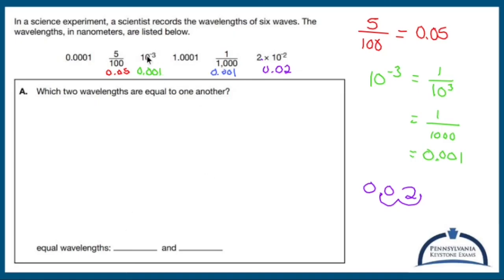So my two guys that are exactly the same are U, green, and U, blue. When I write them out, I'm going to write them out in their original form. So 10 to the negative third and 1 1,000th. Like that. Okay? Don't have to show any work. Don't have to do anything. Just answer the problem. Donezo.